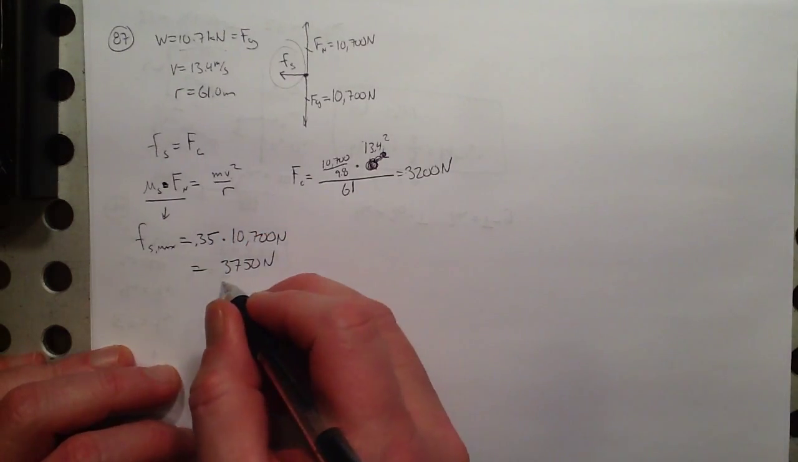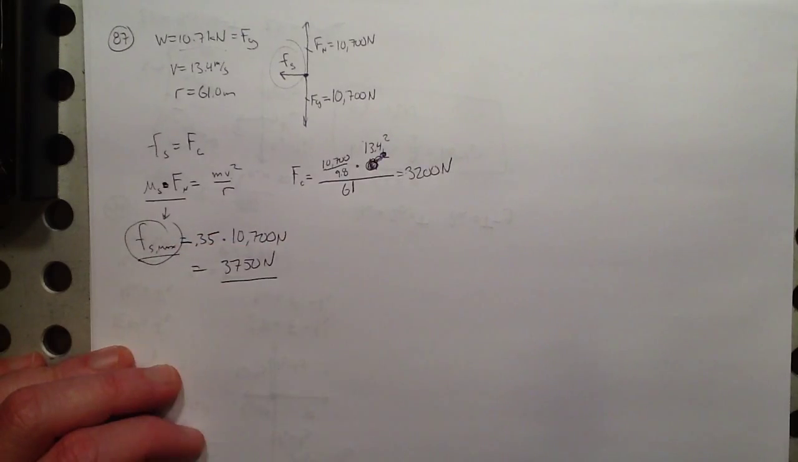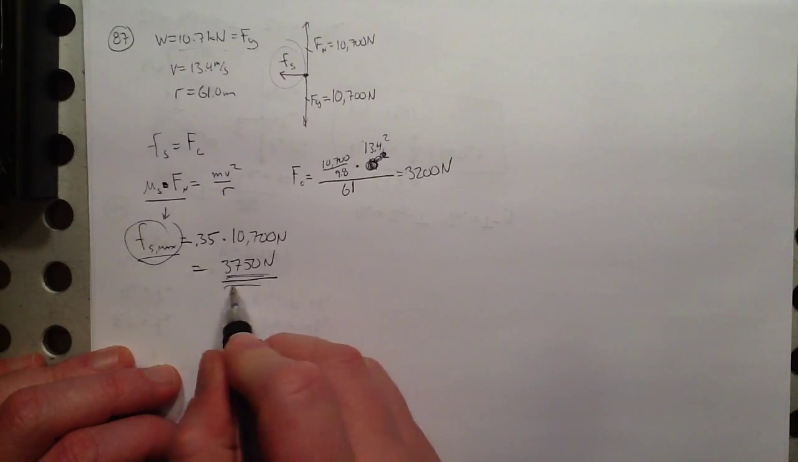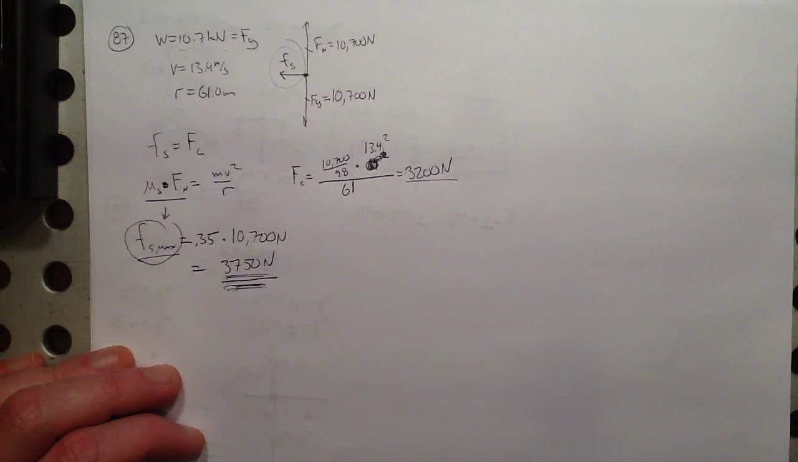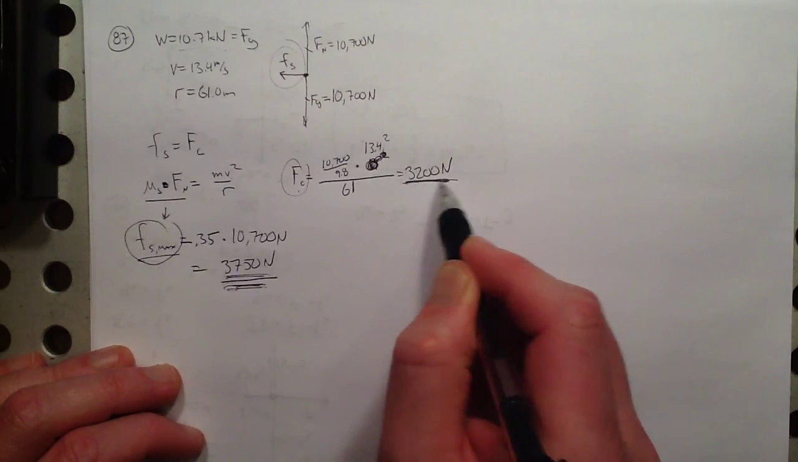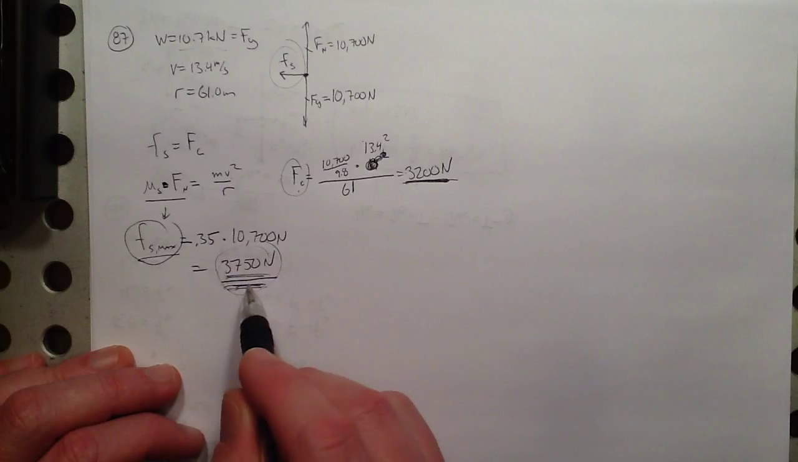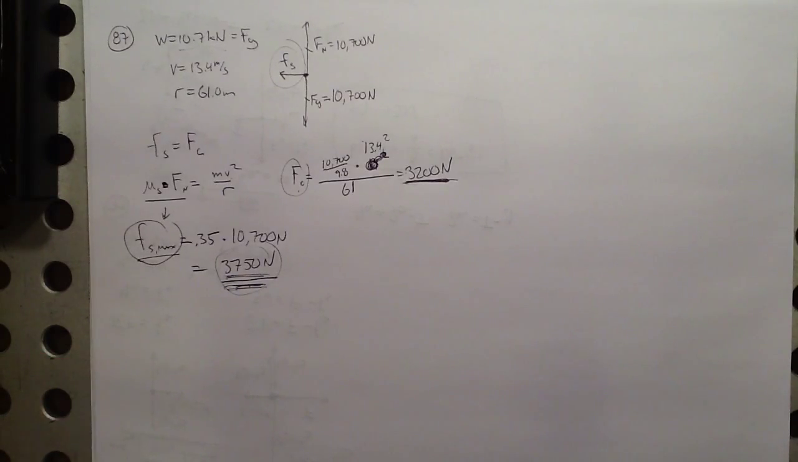So that's how much would, oh, wait a minute. No, we're good, right? Because this is the maximum amount of static friction. We can provide this much maximum, and this is how much we need to make the turn, right? This is the centripetal force required to make the turn. This is how much we can get from static friction, max. So we're good. We made it.